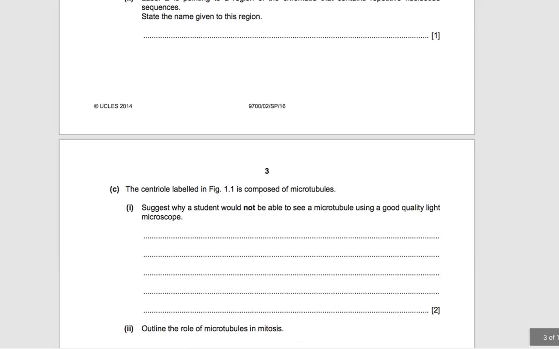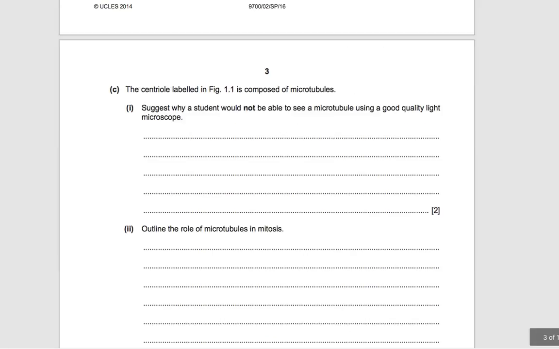Okay, the centriole labeled in figure 1.1 is composed of microtubules. Suggest why a student would not be able to see a microtubule using a good quality light microscope. So the outer diameter of a microtubule, because it's a hollow tube, is around 25 nanometers, and the highest resolving power of a light microscope is around 200 nanometers, so you wouldn't be able to resolve the microtubules because the resolving power is limited by the wavelength of light.